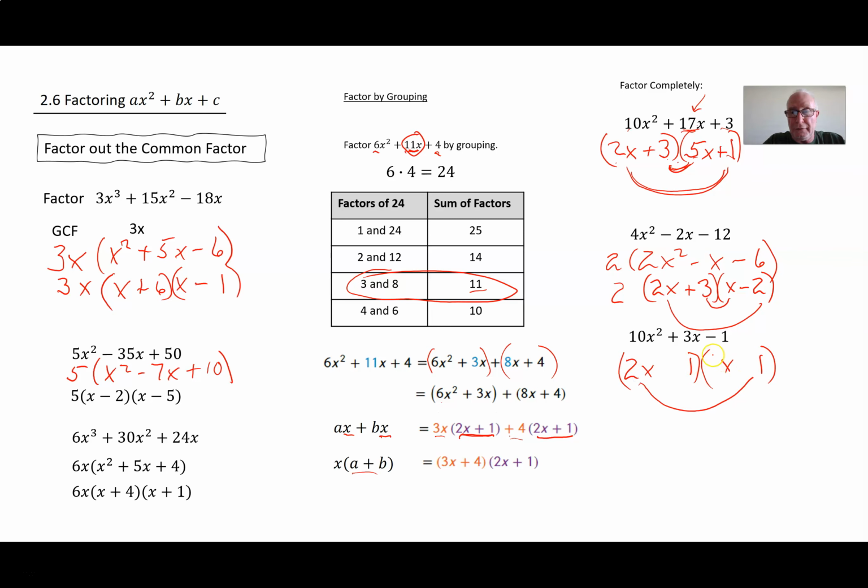So 2x and 5x, 2 times 5 is 10. 5 minus 2 is 3. So I need the 5 to be positive. So this will be plus because that'll be a plus times a plus, and then this will be negative because 2 times negative 1 is negative 2. And so there's our answer. 2x plus 1 times 5x minus 1.